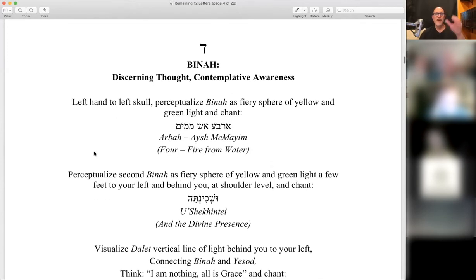And bringing left hand to left skull, seeing the Bina as fiery yellow and green, the fieriness of thought flickering forth and arising. Arba Eish Mayim. Seeing the second Bina behind you on your left shoulder level, sphera of yellow and green. Ushachinte.